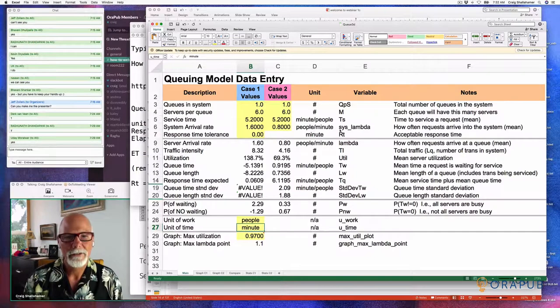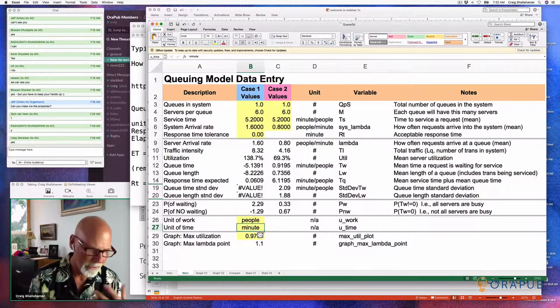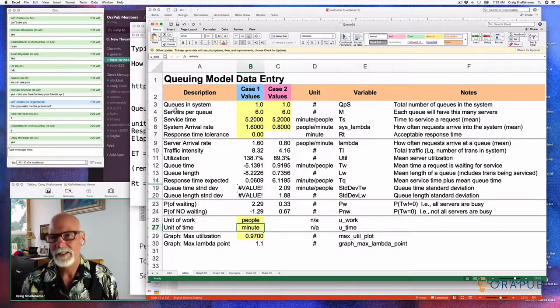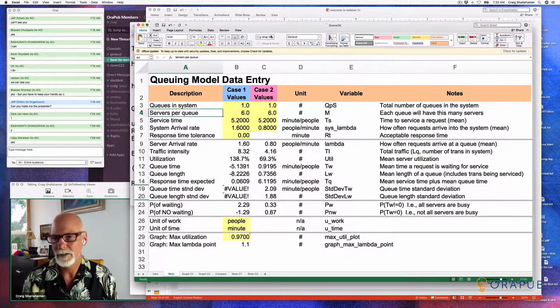Okay. These variables right here, these are the actual queuing theory variables that you will find in books. And the underlying math, the Visual Basic macros, which you can actually see, they're not protected or hidden. This is the math, the formulas that are actually used. So I'll talk about some of these numbers a little bit later, only when it becomes more useful to us. But we need to understand what's this queues in the system and the servers per queue. All right, so that's what we're going to talk about right now.